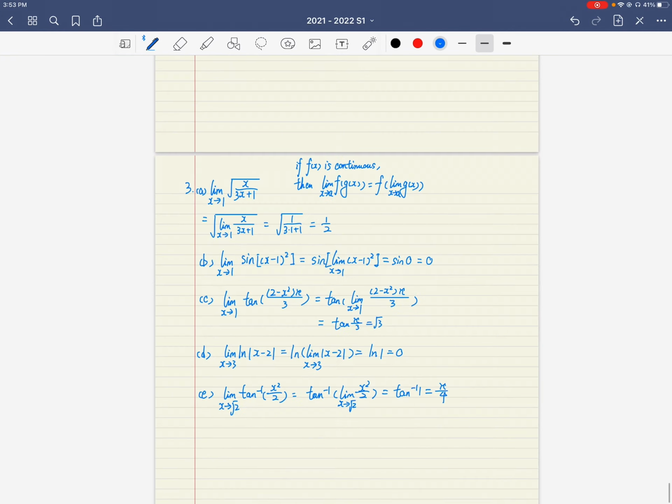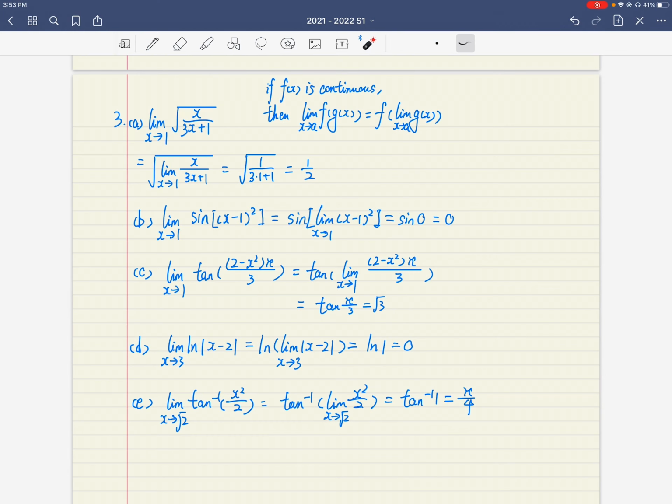Okay, so this is very important. Whenever you have a continuous function, you can always swap the limit and the function. So instead of limit of function, it can be function of limit.